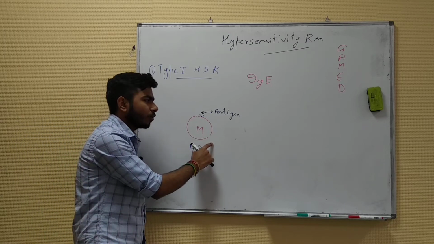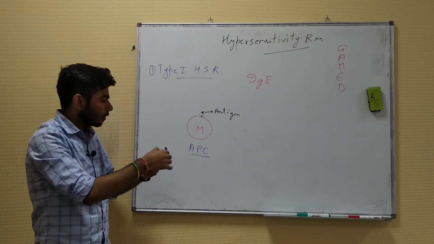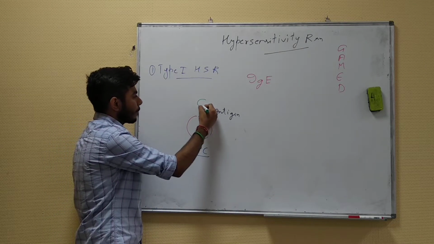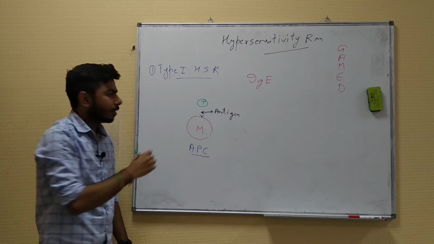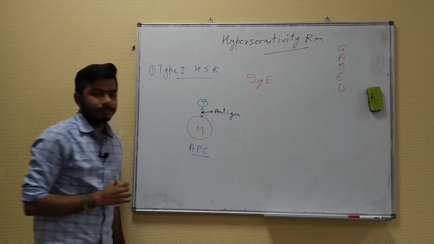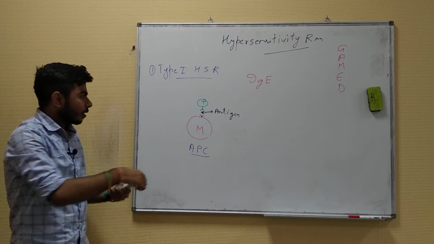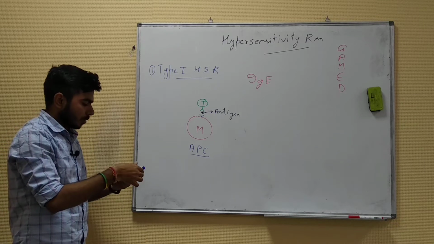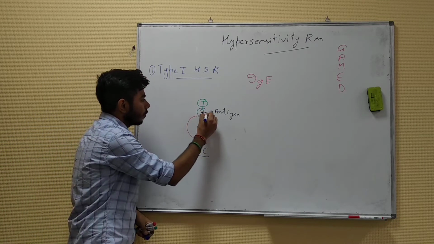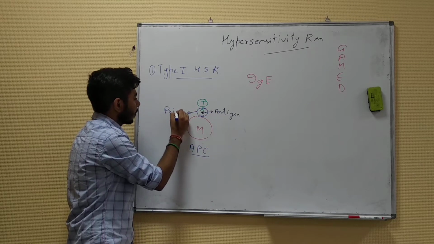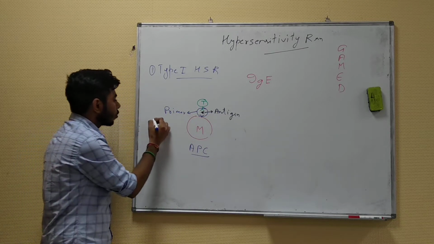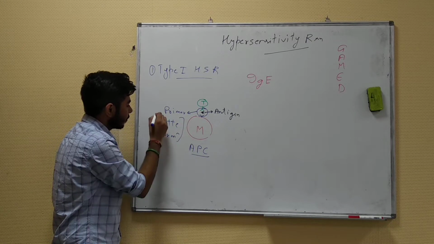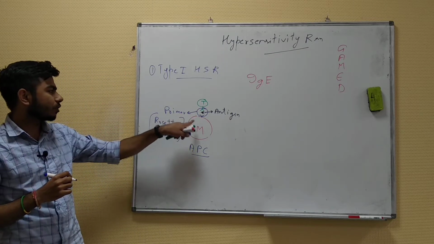Now as these macrophages present the antigen, the T helper cells will come over here. So let's say here is the T helper cell. I'm writing it simply T. It will be binding over here, and this formation of this complex, we call it primer. This formation is called primer. Some people call it rosette formation. So we have this complex, primer, over here.